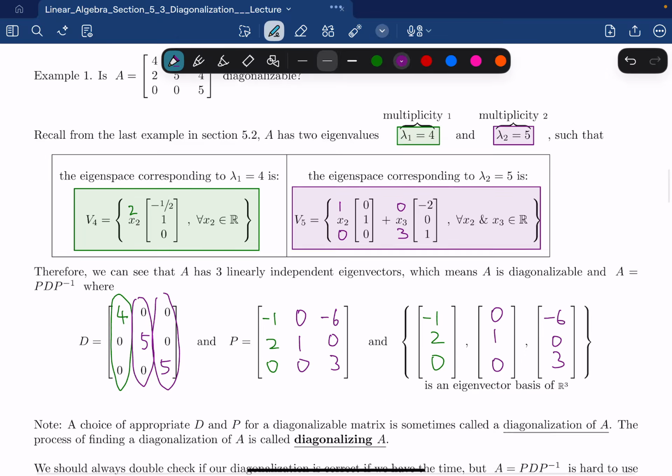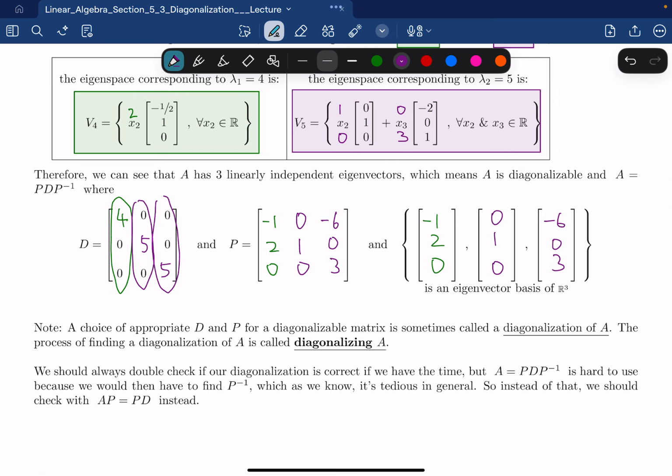Okay, and here, this right here is called the diagonalization of A, this process of finding this diagonal matrix D and this corresponding invertible matrix P. Now this process of finding the diagonalization is called diagonalizing A. So just a couple of terminology purposes, not the most theoretically challenging thing here. Just remember the wording.